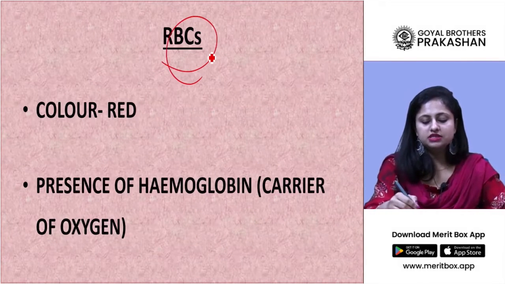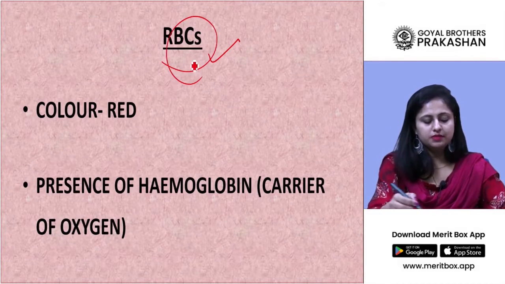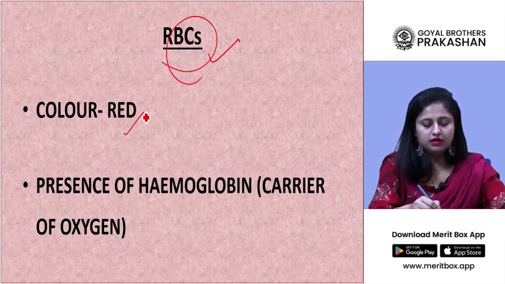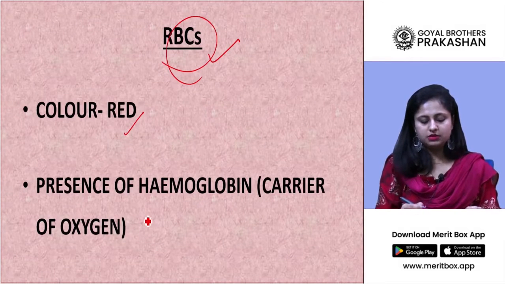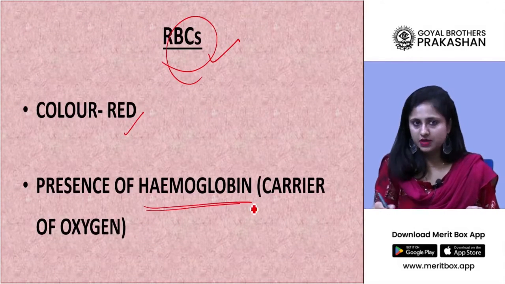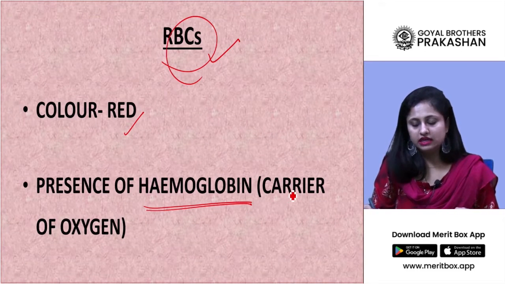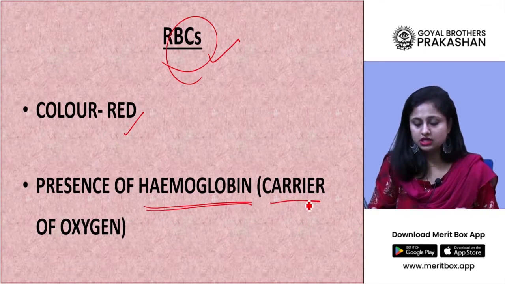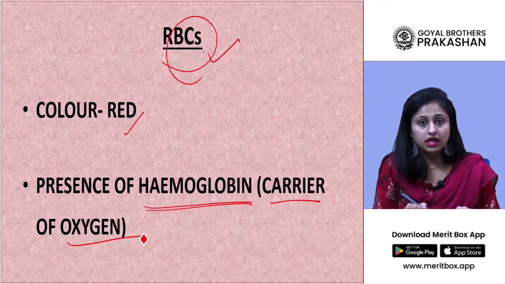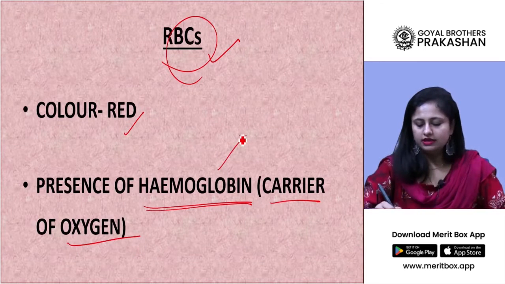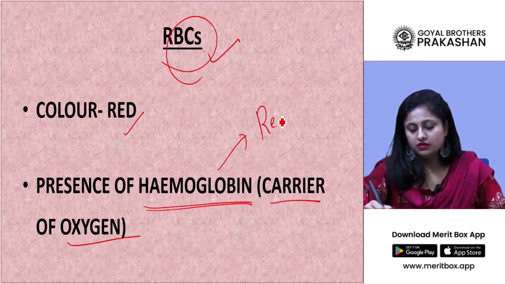Next is RBCs. This is the first type. RBCs are red in color, and in our RBCs hemoglobin is present. Hemoglobin is basically the respiratory pigment, and it carries oxygen in our blood and gives our blood its red color.